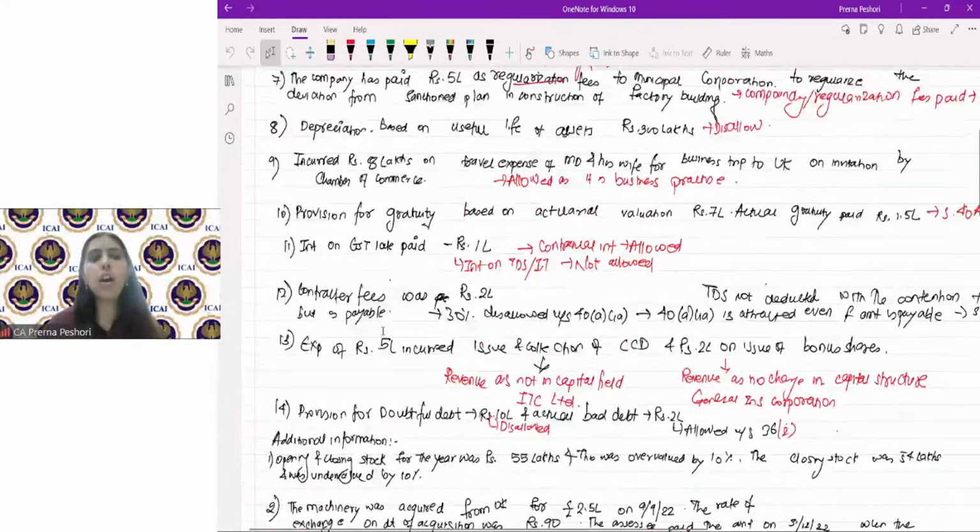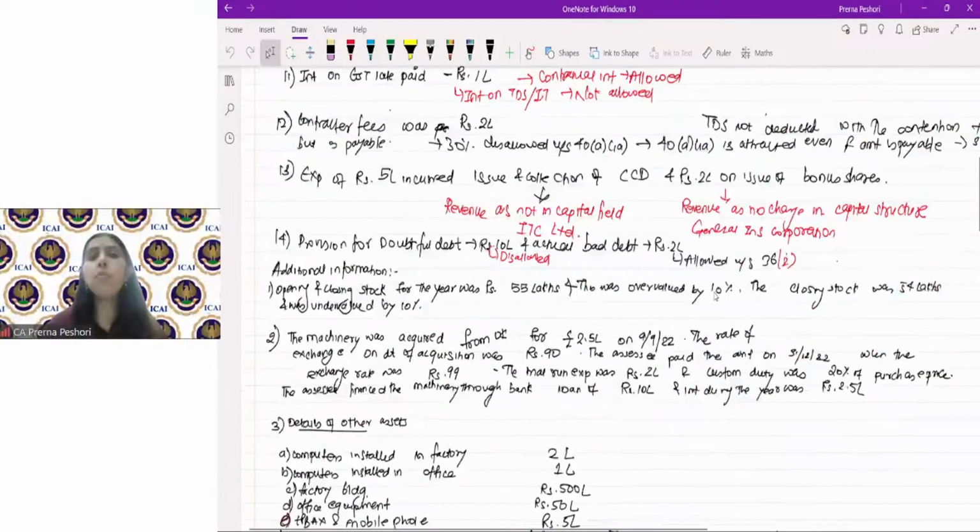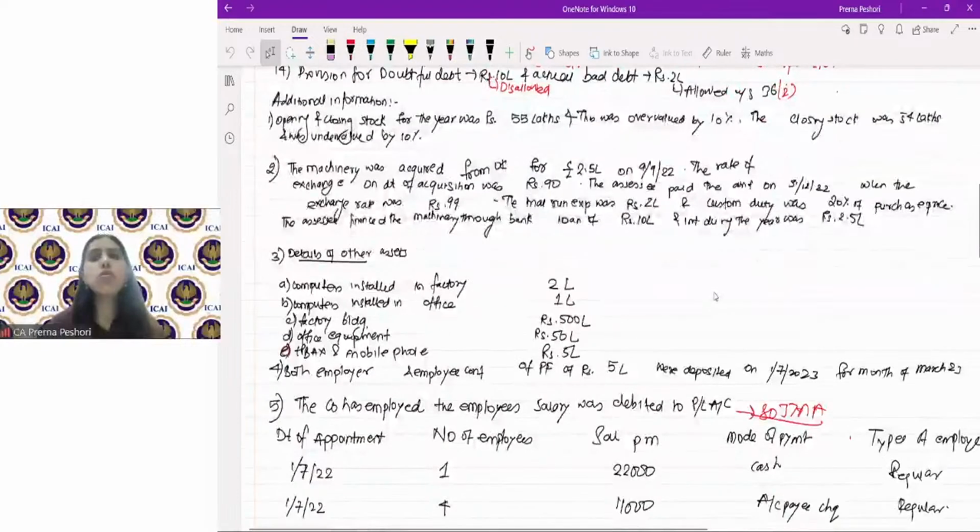The opening stock for the year was rupees 55 lakh and this was overvalued by 10%. The closing stock was 54 lakh and was undervalued by 10%. So how would you do it? How are we going to do it? What would be the adjustment over here for the opening and closing stock?